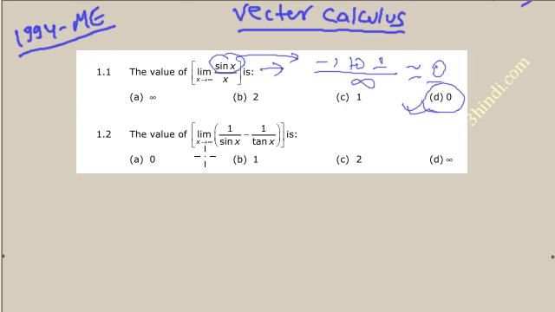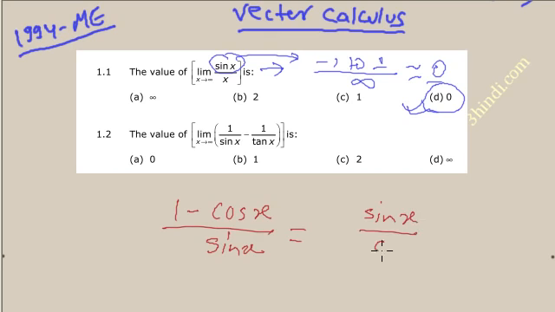In the second question, it seems that x tends to 0 is correct. So I will solve this question by using x tends to 0. So 1 by sin x minus 1 by tan x can be written as (1 minus cos x) divided by sin x. You just differentiate both numerator and denominator. You will get sin x divided by cos x. If you put x as 0, it is tan 0, which means 0. So the solution is this.